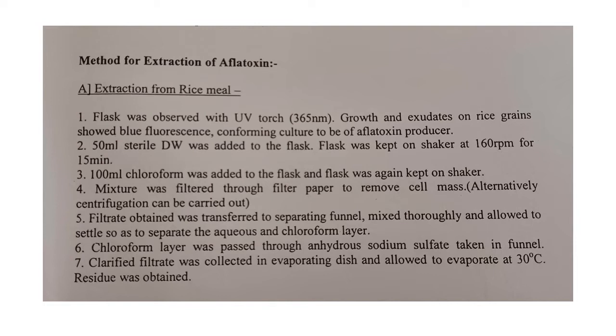Now about extraction. Extraction from rice meal. Directly, you can observe the flask under a UV torch. The wavelength is 365 nanometers, and growth and exudate on the rice grain showed some blue fluorescence, confirming that the culture you have inoculated has produced aflatoxin, or it is an aflatoxin producer. Now 50 ml of sterile distilled water was added to the flask. The flask was again kept on the shaker for 15 minutes, and then 100 ml of chloroform was added to the flask, and the flask was again kept on the shaker.